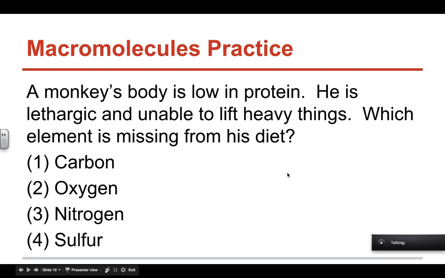Technically, actually, pause here and think about it, if you didn't already. Technically, you could argue that he's missing all of these things, right? But he most likely has carbon and oxygen, because those are pretty hard to not get. Nitrogen is necessary to build a protein, right? So it could be nitrogen. And sulfur, right? Sulfur is also necessary for some proteins. So really, the correct answer here is all of them. It's a trick question.